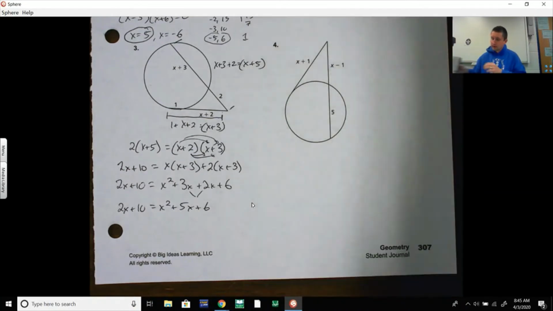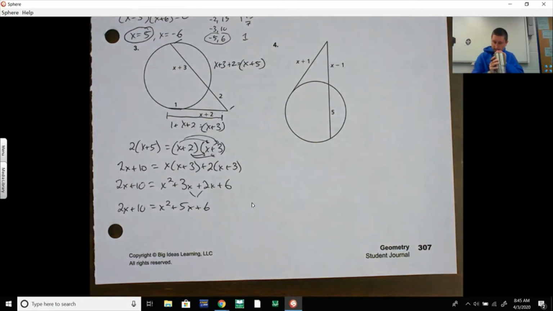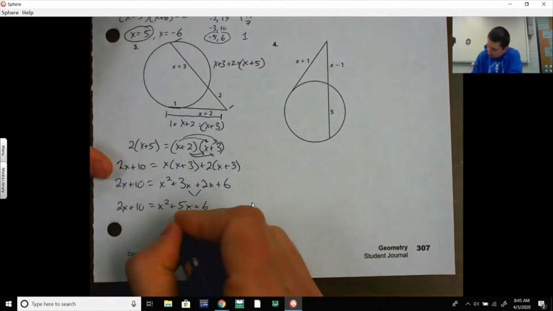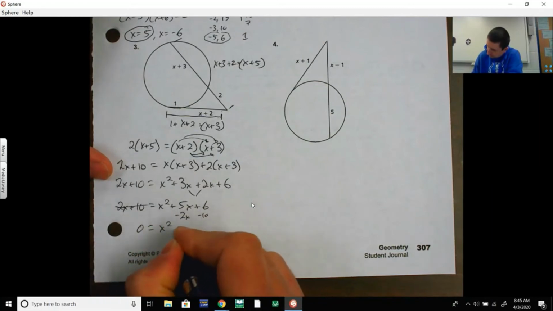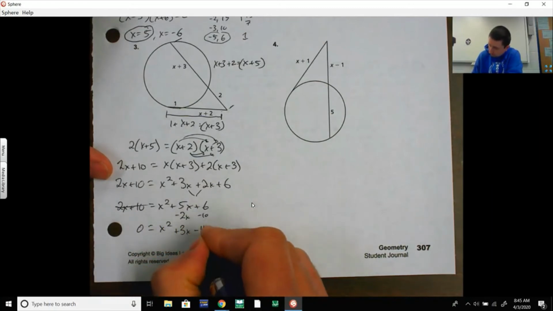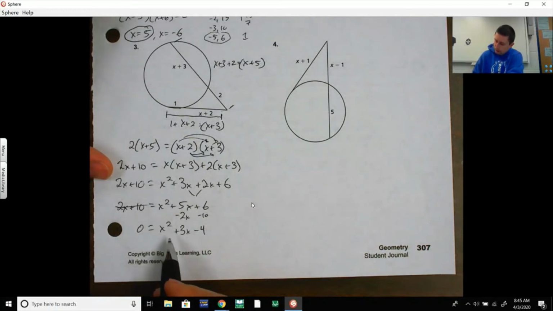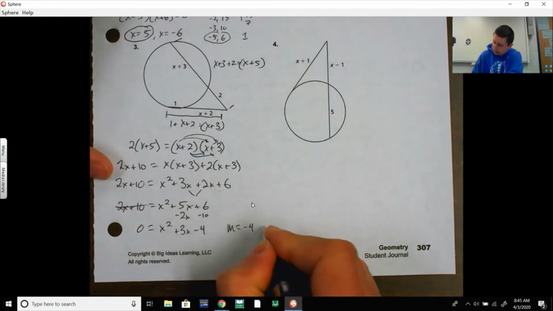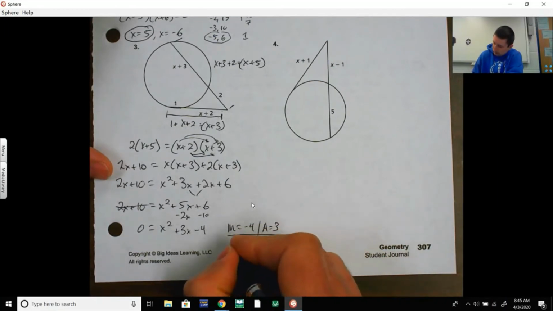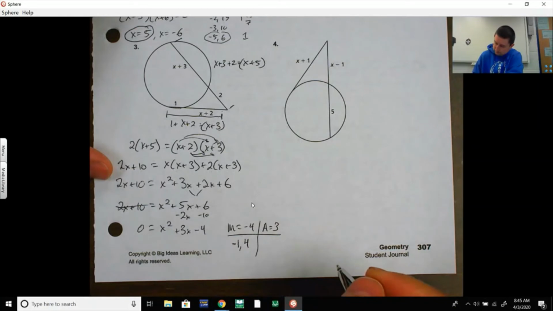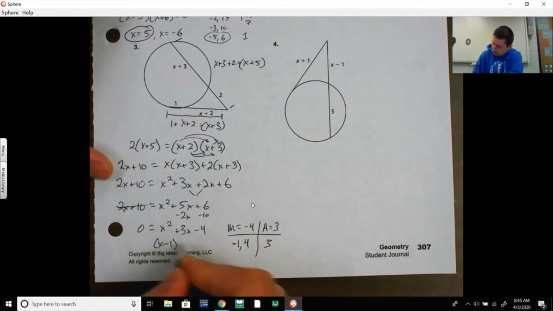You see the x squared? That means we need to get everything on the right side. So I'm going to minus the 2x and minus the 10. So 0 equals x squared plus 3x minus 4. Okay, now you're ready for the factoring. What multiplies to negative 4 and what adds to 3? That's going to have to be negative 1 and 4, that would add to 3. So this factors into x minus 1 times x plus 4 equals 0.